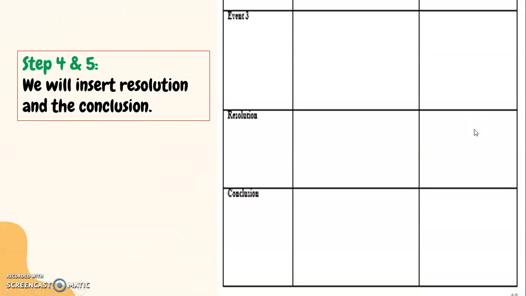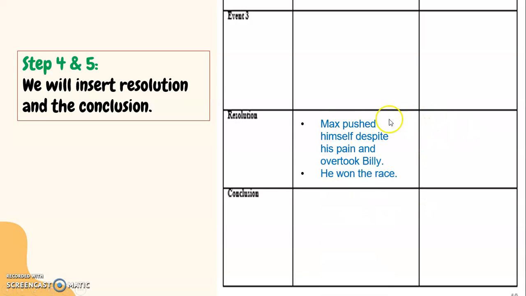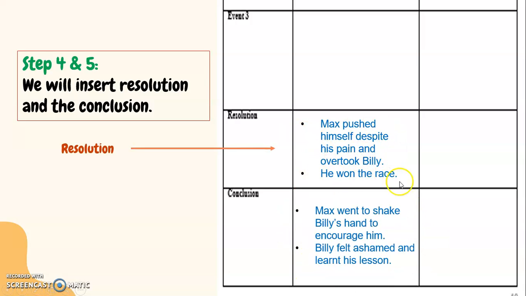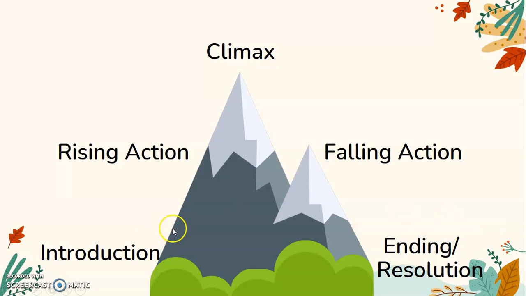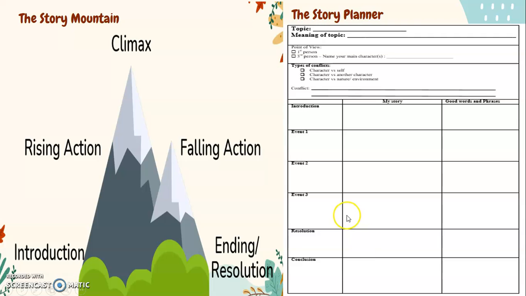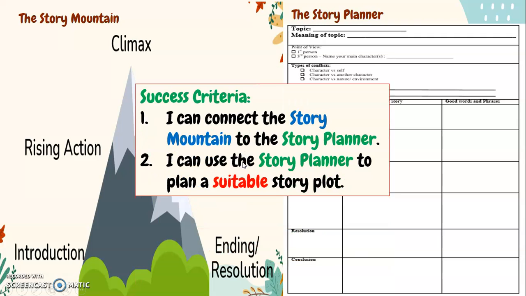So how do we link the story mountain to the story planner? Very simple. So resolution is whereby how he resolved it, and the conclusion will be the last part. Of course, here you can add on some good words for show not tell, or some dialogue. Okay, so this is the story mountain that we have just introduced. And this is the story planner.